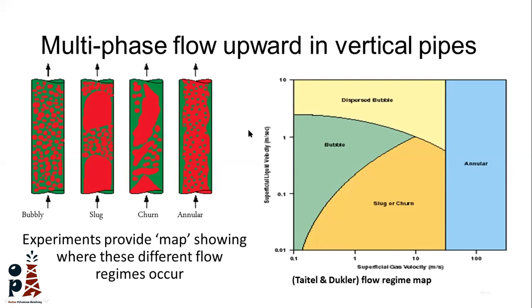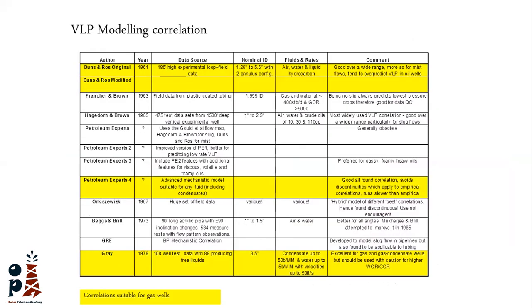And the friction loss depends on what the regime is there, due to certain things like the slippage velocity, but I will not go through this here. And as we have models for the IPR, we have models also for the VLP. And there are a lot of models, like Duns and Ros Original, Duns and Ros Modified, Fancher Brown, Petroleum Experts 2. Each model has a region where it works best.